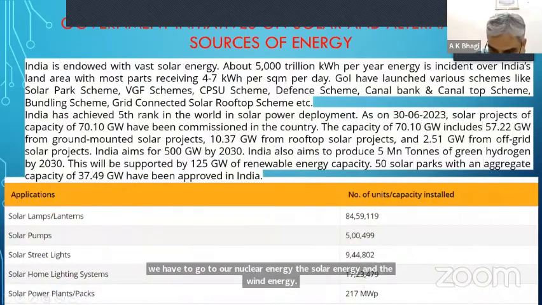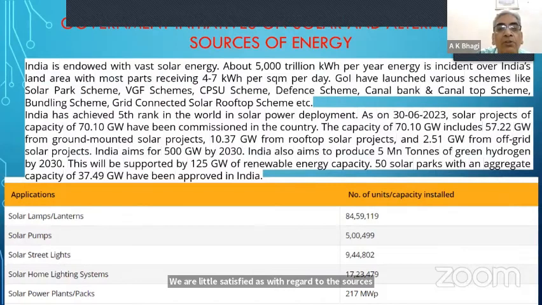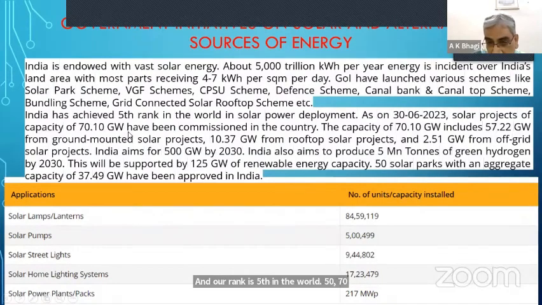And we are a little satisfied with regard to the sources of solar energy. You see, India has 5,000 trillion kilowatt hours of energy incident over India as sun energy. And today we are able to produce 70 gigawatts of electricity through solar panels, and our rank is 5th in the world.